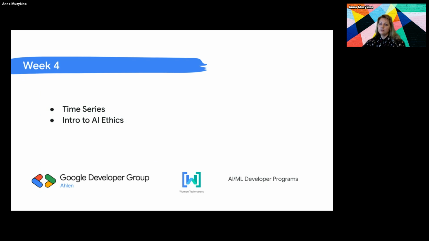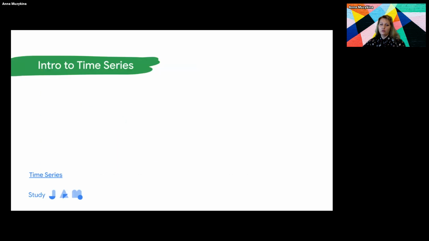So let's start with Kaggle's time series course where you will learn to analyze and forecast data over time. Following that, we will explore the ethical implications of AI with Kaggle's Intro to AI Ethics course. And of course, don't forget to review the materials from the computer vision course and continue to deepen your understanding of TensorFlow and Keras. Really, these skills are fundamental for advancing your AI journey.